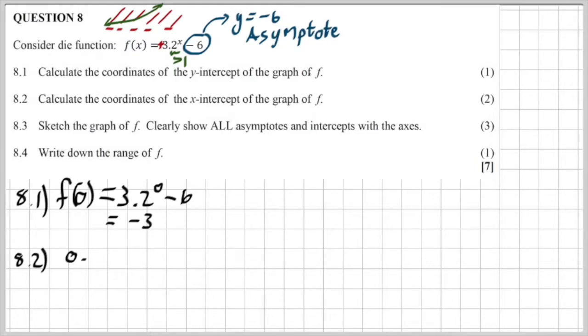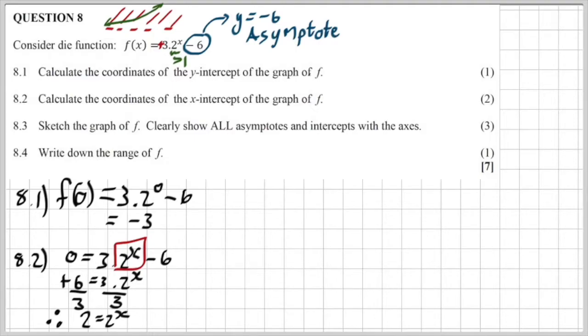8.2. Calculate the coordinates of the x-intercept. So I'll make y 0. But now this is an exponential equation. Therefore, I need to first of all isolate the 2 to the power of x. Then, after I've isolated the 2 to the power of x, I need to make my bases the same. Fortunately, they already are, so I can just read off that my exponents must also be the same, so x must be 1.